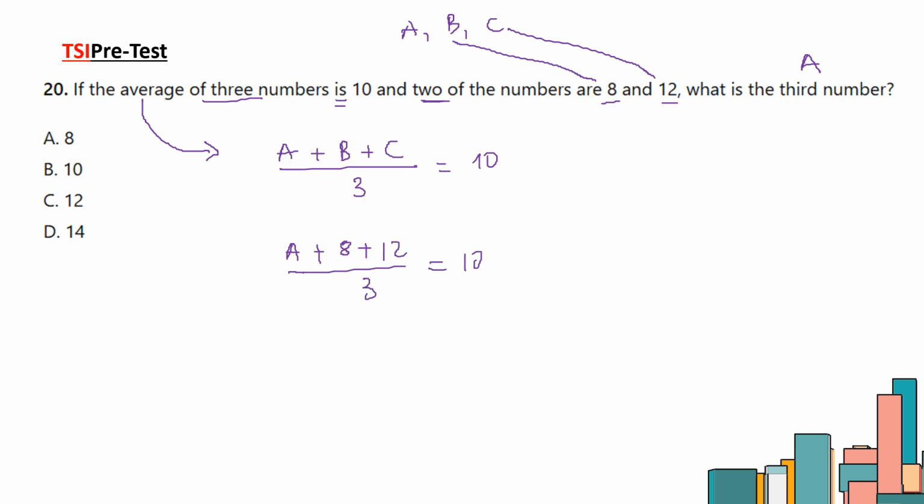Now we multiply both sides by 3. Okay, to make it easier, A plus 8 plus 12 is A plus 20. And because we multiply both sides by 3, we cancel that 3. You have 10 times 3 is 30. Now we subtract 20 from both sides. Now this one is gone. You have isolated A only. We got 10 for the answer. So 30 minus 20 is 10. So B is the correct answer.